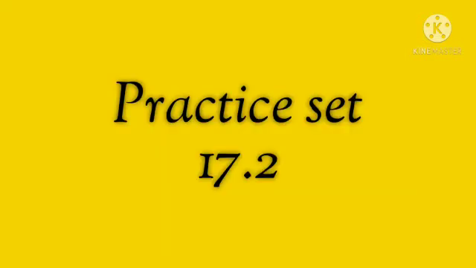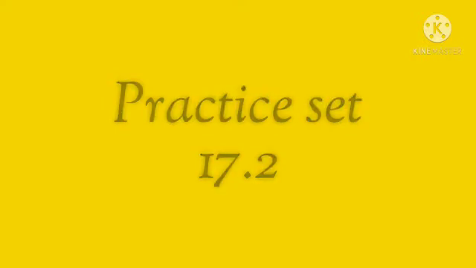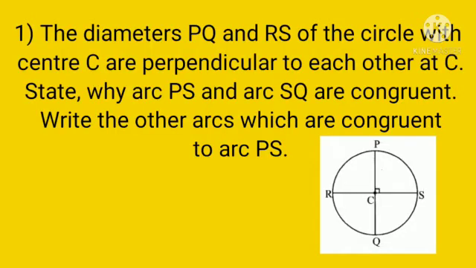Let us solve practice set 17.2 of our textbook. Sum number 1. The diameters PQ and RS of the circle with center C are perpendicular to each other at C. State why arc PS and arc SQ are congruent. Write the other arcs which are congruent to arc PS.